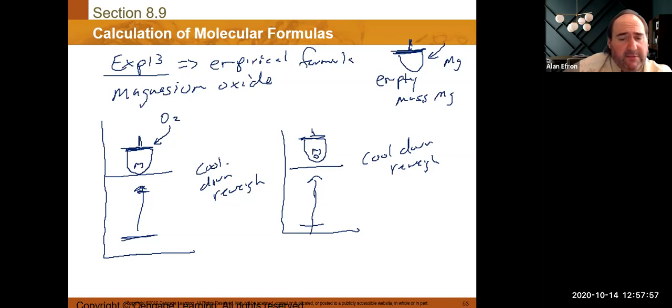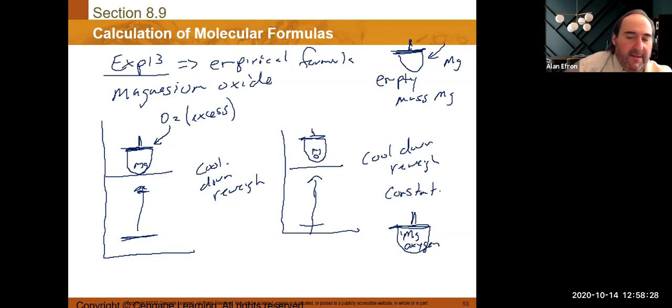The idea here is that when they hit constant mass, they have pretty much put on all the oxygen that there would be. Oxygen in this case is like the excess reagent. There's plenty of oxygen in the air. Magnesium is like the limiting reagent. It's eventually going to be all used up. When they're all done and hit constant mass, they should have a crucible at the end that has magnesium and oxygen in it.